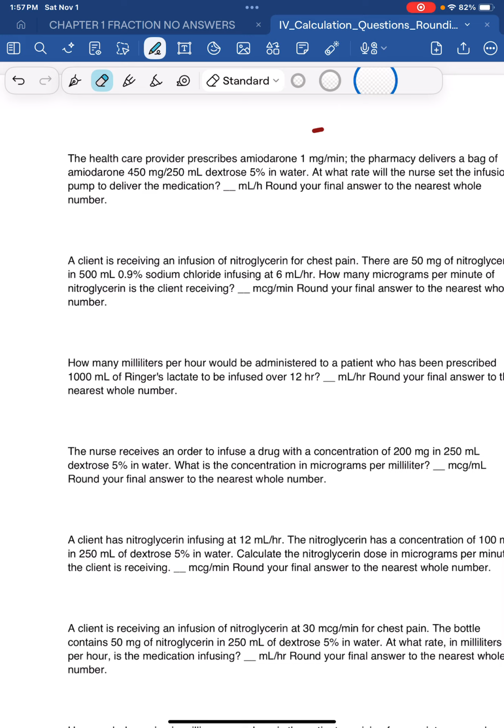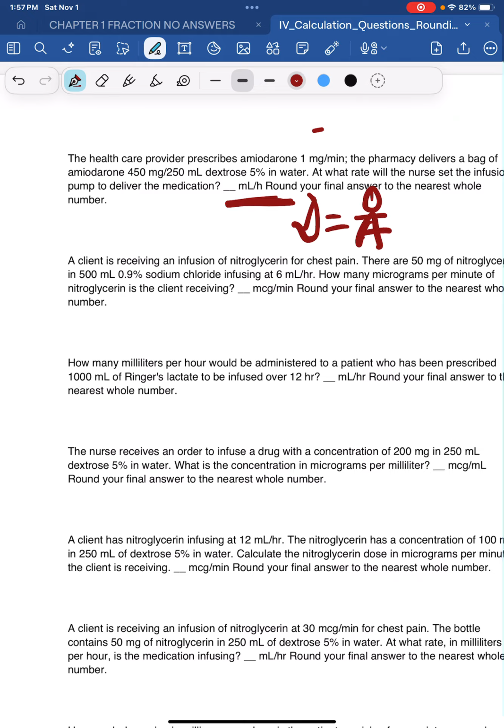Let's look here. What are we looking for? You see that we are looking for microgram per minute. If you are not looking for milliliter per hour, you are looking for your dosage, which is your order: available over time quantity. If you are looking for something that is per hour or per minute, just know you are looking for your order.